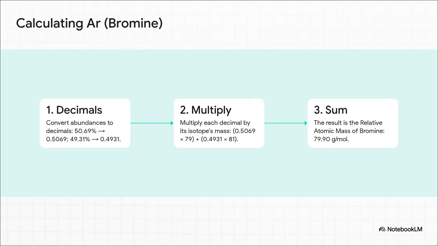In nature, bromine has two main isotopes, one with a mass of 79, the other with a mass of 81. And they're found in almost a perfect 50-50 split. So you just convert the percentages to decimals, multiply each one by its isotope's mass, add them together, and voila! You get 79.90, the exact number you'll find on the periodic table.